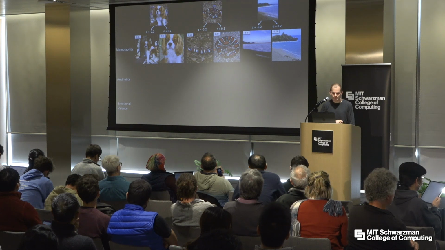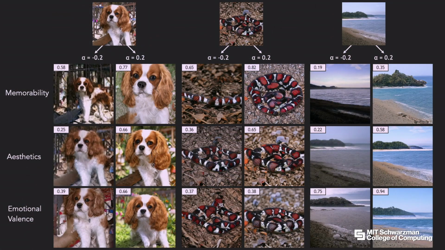You can do this for aesthetics or emotional valence or whatever type of human perception or score function you want. And that's kind of the point: once you have a good generative model, you can search the model to produce images or sentences that maximize whatever score function you want. So here are some more fun examples. Here are the original images, and then this is making them less memorable, more memorable. The snake becomes kind of like a perfect circle when it's more memorable.